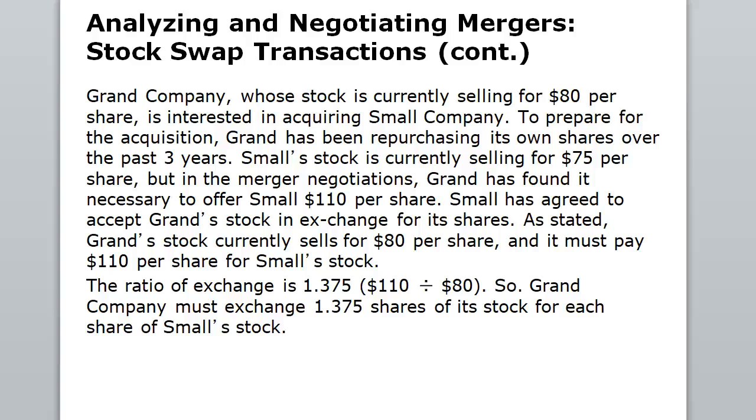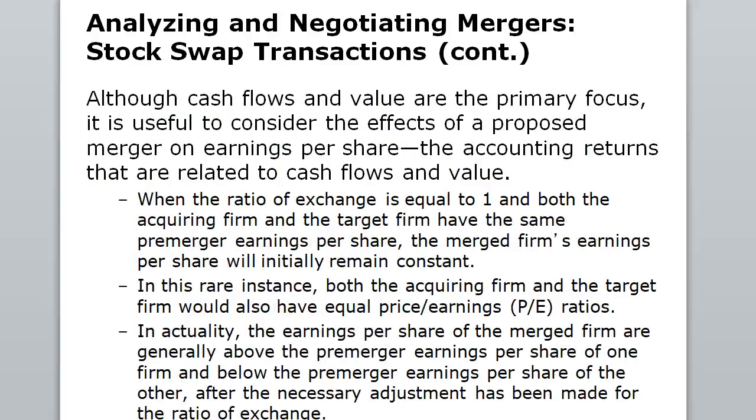So if we take the $110 and divide it by the $80, so $80 is the current price of Grand's shares, but they want to buy Small at $110 because you always have to offer more than what's currently trading at to get the shareholders to agree. And once we divide those two numbers, we get an exchange ratio of 1.375. So Grand's company must exchange 1.375 shares of its stock for each share in company Small.